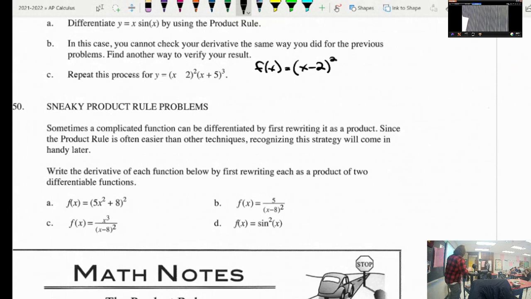Okay, so let's call f of x will be x minus 2 squared. Now again, this one you could expand out, but as soon as you start seeing exponents like to the third power or fourth power, then it gets to be like, I don't want to expand x plus 5 to the third power. You could do that. I don't want to do that. It ends up taking way more time.